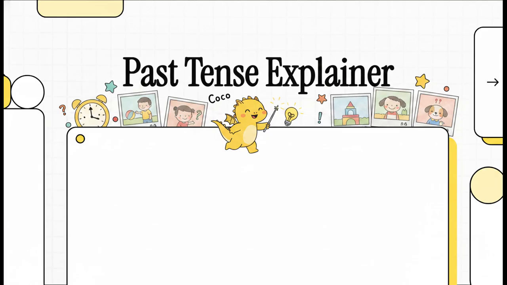We are going to unlock a completely new, honestly, super exciting grammar superpower. If you've ever wanted to talk about all the amazing things that have already happened to you, well, today we're going to learn exactly how to do that. We're diving deep into the past tense, so grab your learning hats because this is going to be a blast.